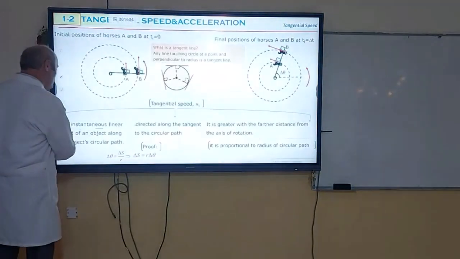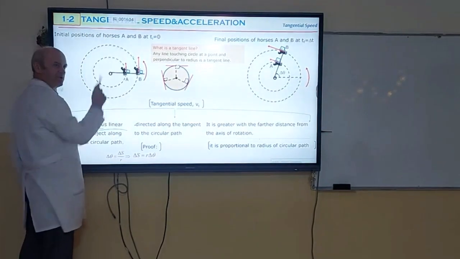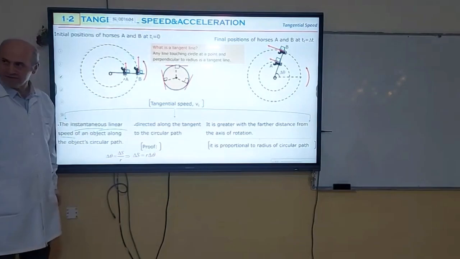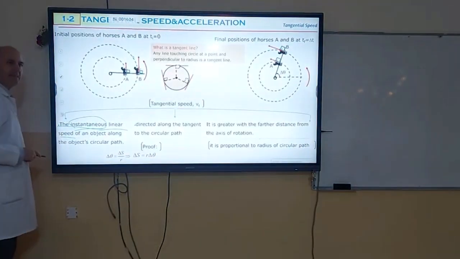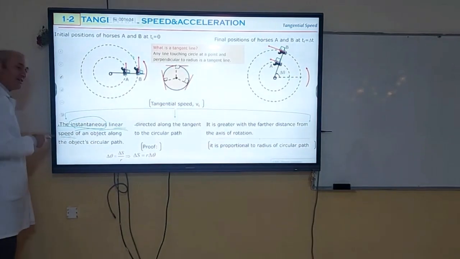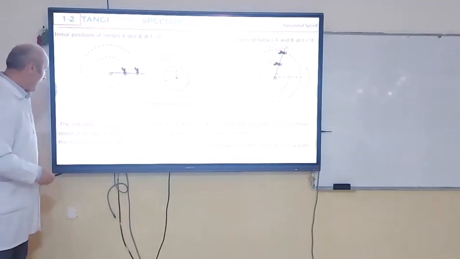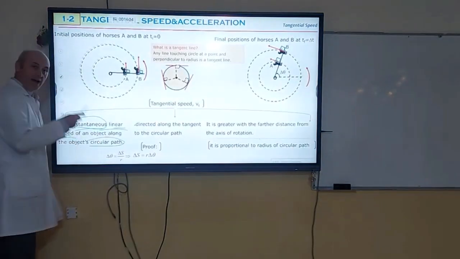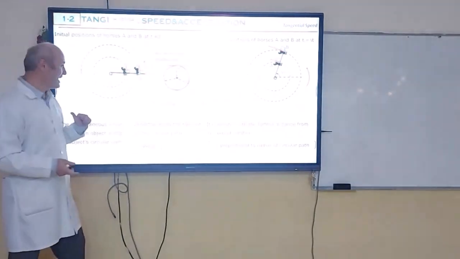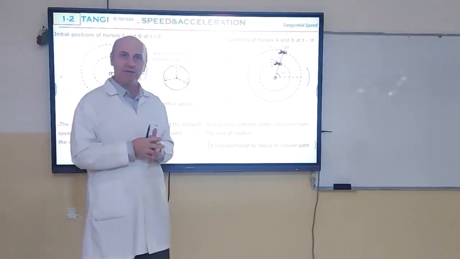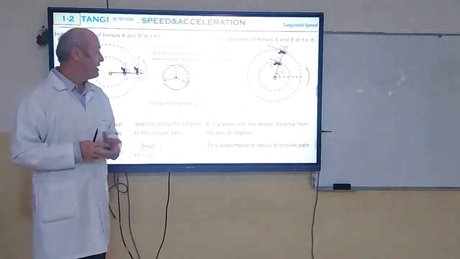It is instantaneous linear speed because it is defined from position to position. Every different position can have a different tangential speed. That's why it is instantaneous. Linear speed, yes, because it is defined in terms of distance. And the object must be moving in a circular path. Only for circular motion do you define tangential speed. And tangential as a word talks about the direction. Tangential means along the tangent.